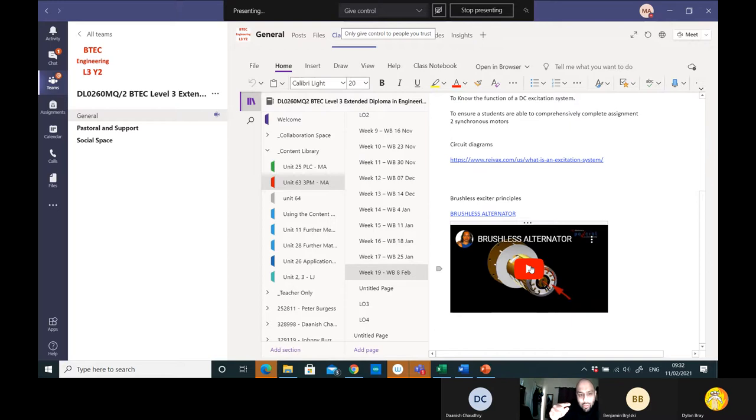what energizes the magnets in the rotor is not a physical connection. Okay, it's actually magnetism, that magnetic field goes onto the rotor windings, and it produces electricity by some kind of induction. So I'm going to just show you this now, and then just let me know if you can hear it.